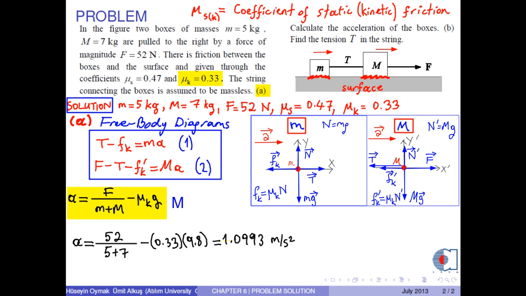Then we get 1.0993 meters per second squared. Or in three significant figures, the acceleration is approximately 1.1 meters per second squared. Okay, since the result is positive, the direction that we have already chosen for the acceleration vector was correct, that is, the motion is to the right.